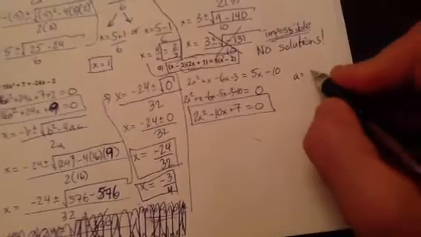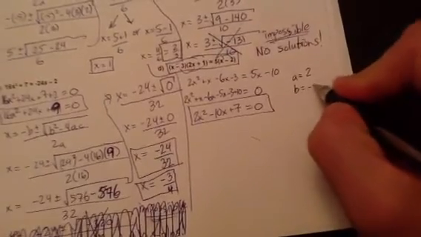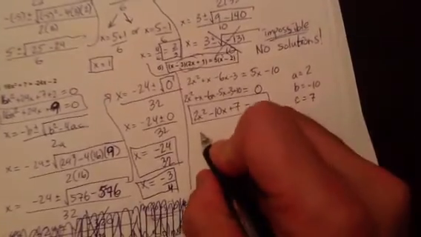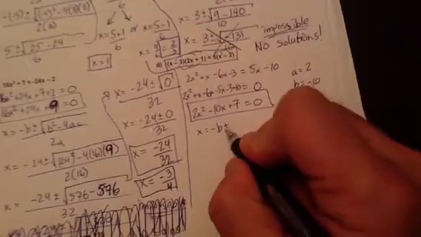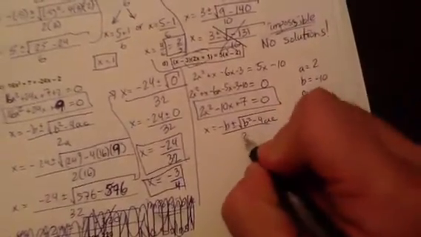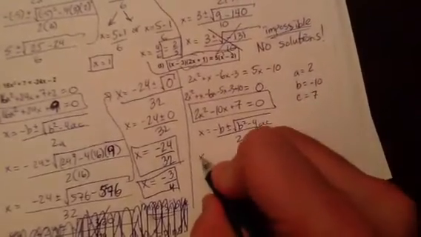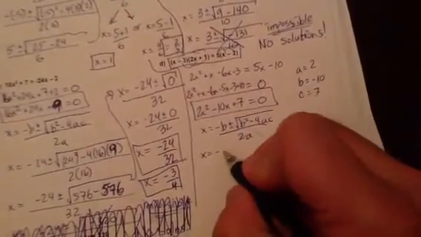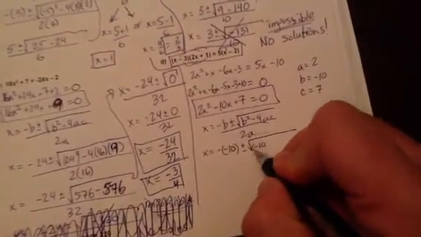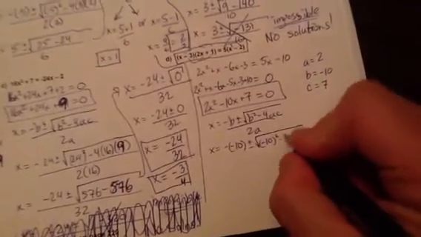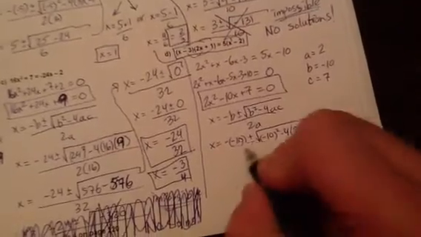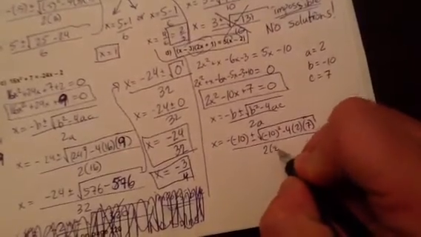Now my a value obviously is 2, my b value is obviously negative 10, and my c value is obviously 7. So I can start this off for you. This is x equals negative b, plus or minus the square root of b squared minus 4ac, all over 2a. Continuing this is going to be x equals negative. My b is negative 10, so be careful there. Plus or minus the square root of b, which is negative 10 all squared, minus 4 times a, which is 2, times c, which is 7, all over 2 times a, which is 2.